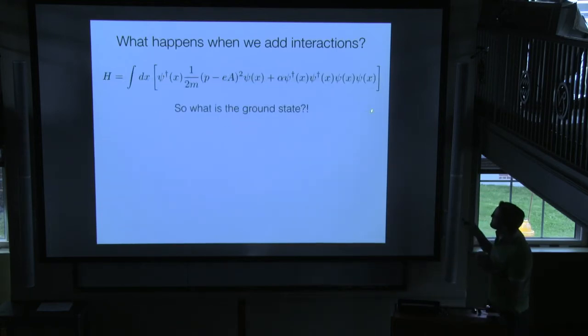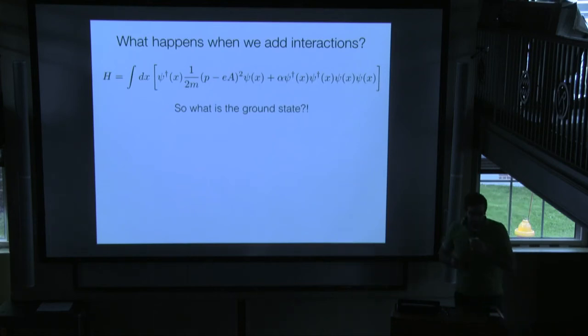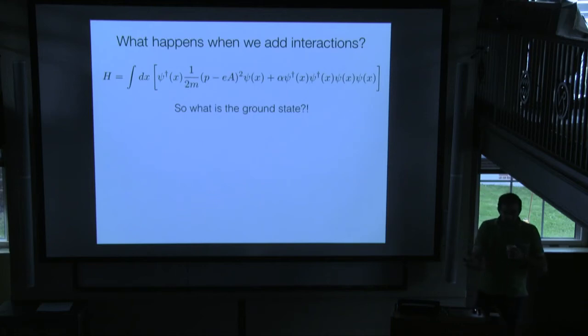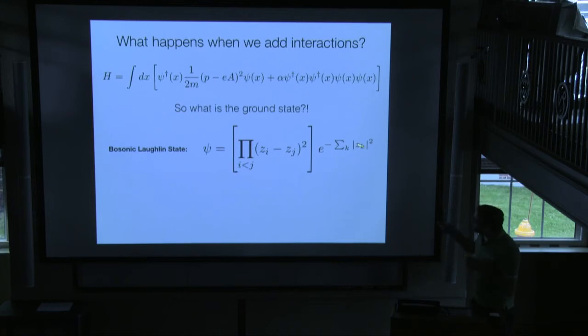Okay? So we've got this Hamiltonian. And then what I want to ask is, what is the ground state in the presence of that sort of short-range contact interaction between the particles? Well, it turns out Laughlin got a Nobel Prize for writing this down. And in part, it's because it's extremely simple.